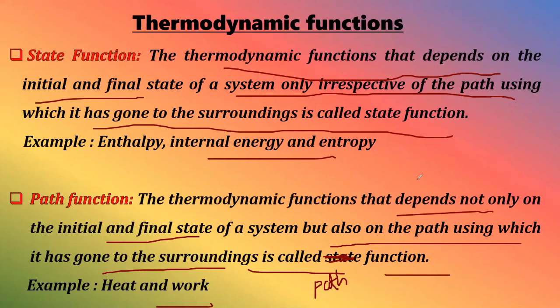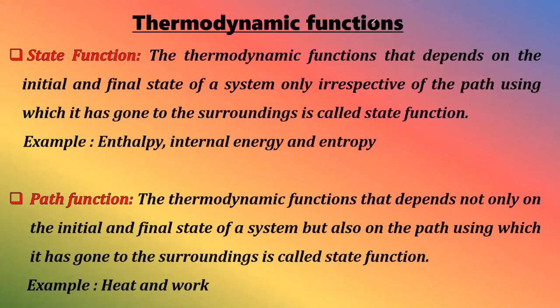That means there are some parents who depend not only on the initial and final state, that whether their ward has reached college or not, but they're also inquiring about the path using which that person has reached, right? So that's how it is. It is the state function and path function. So if a thermodynamic function depends on initial and final state as well as the path, then it is called path function. If you delete the path part, only initial and final state, then it is called state function.